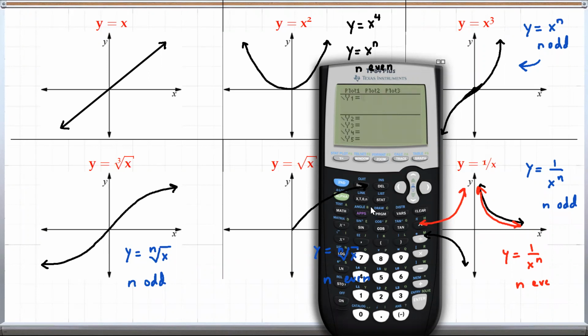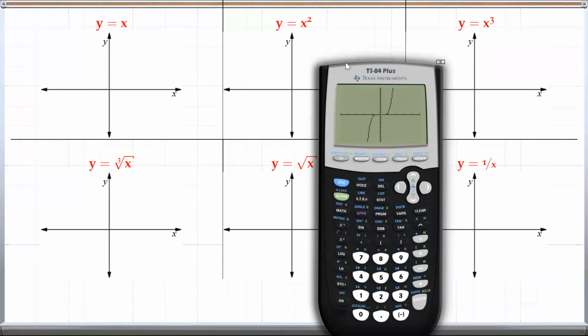Now let's try y equals x to 5. So we want to have a graph like this one for x to 5 also. Let's see if that's the case. So we get a graph similar to this one that we already have here. So for y equals x to 5 also, the graph looks like the one for y equals x cubed.